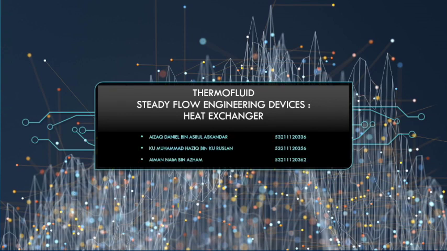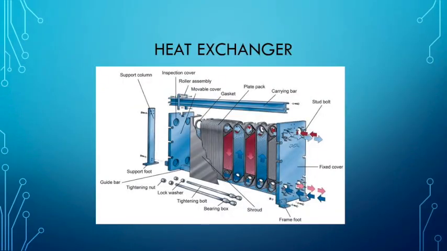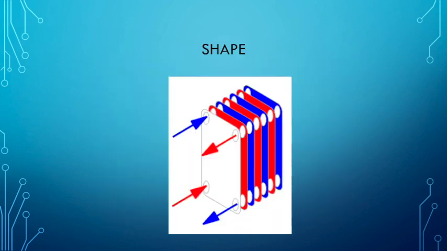Okay, so we present about the steady flow engineering devices, which is the heat exchanger. Okay, so we choose the plate type of heat exchanger. And about the shape, it is just a normal rectangle shape that's stacked between other plates. Normally in the industry, they use stainless steel, titanium, and aluminium.